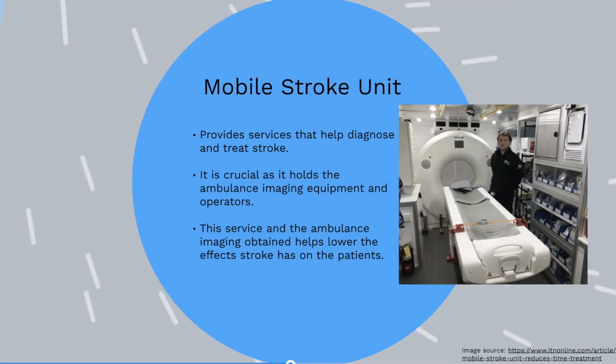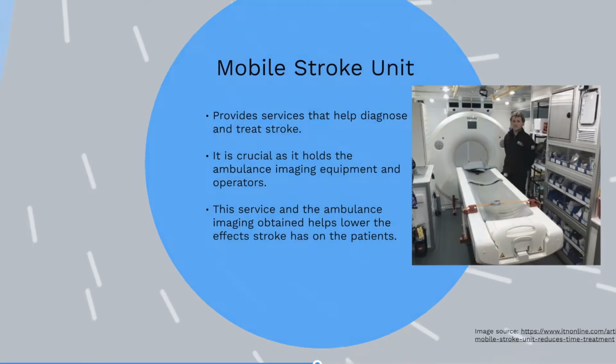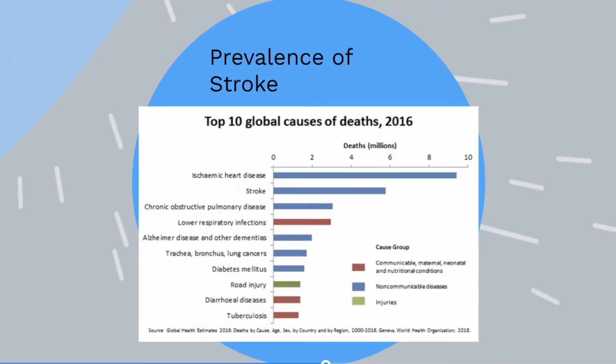This is because it provides services that will help diagnose stroke at a faster rate on the way to the hospital. It is through ambulance imaging that the affected site is located, and hence the type and nature of stroke can be determined, allowing for immediate treatment to commence. This strategy decreases the severity of the effects stroke have on patients. Hence, this is what makes ambulance imaging so important, its time efficiency.